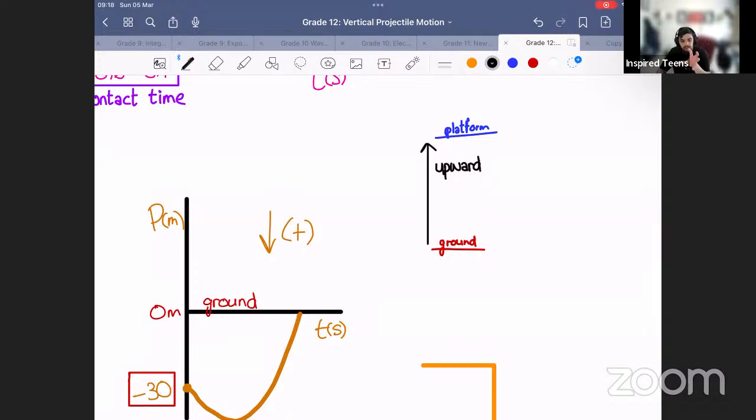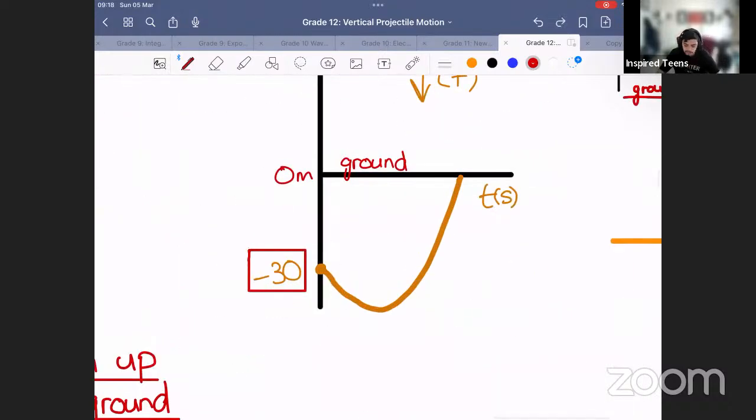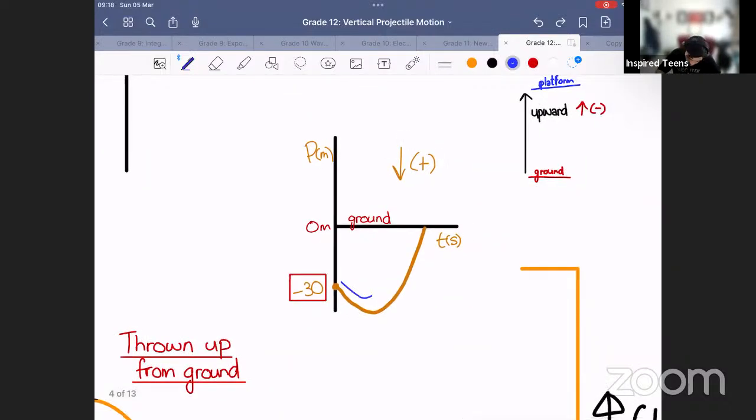So the platform is in the upward direction to the ground. Now, in this specific scenario, down is positive and therefore up is negative. Since up is negative, that's why we would indicate that its starting position is actually at negative 30. The motion would be exactly the same. It would be flipped upon the x-axis and it would reach there in a certain amount of time. It would reach a max height and then fall back to the ground.